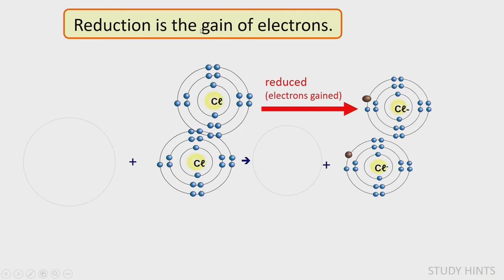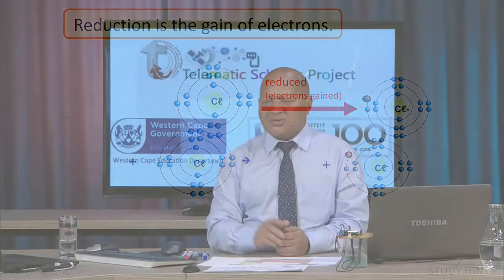Okay, so what do we have to remember? Reduction is the gain of electrons. So chlorine is reduced. Chlorine is gaining electrons from which one in this case? From magnesium.